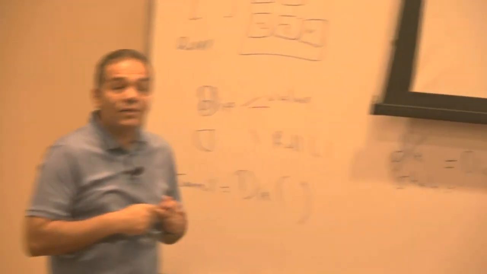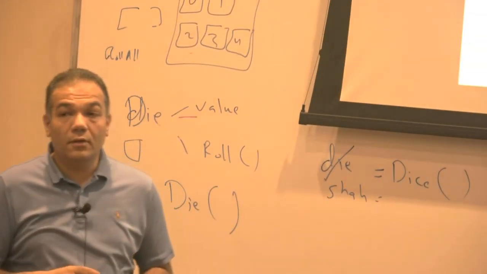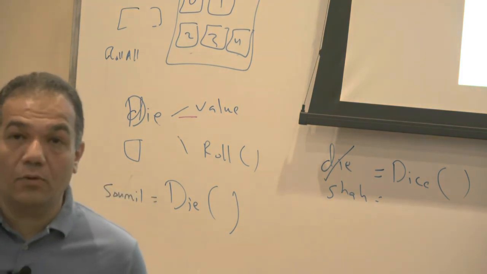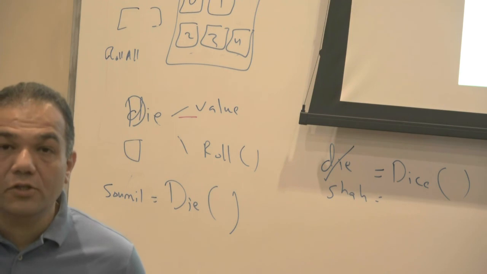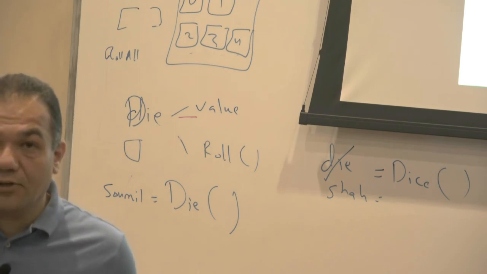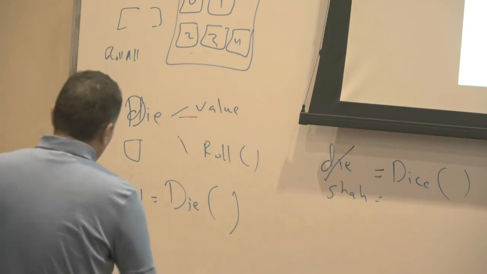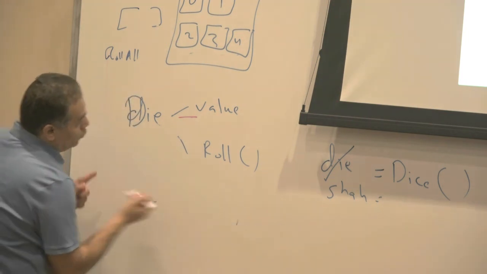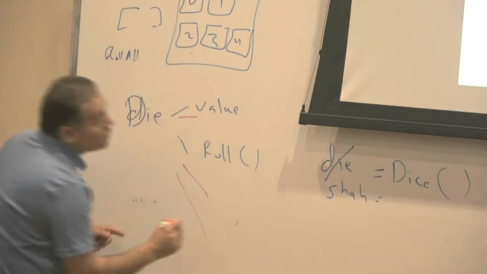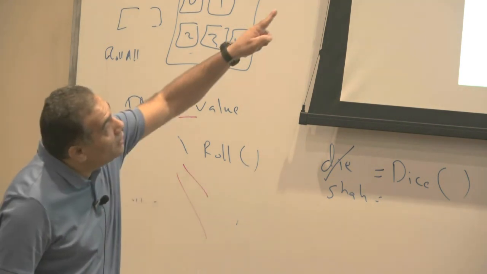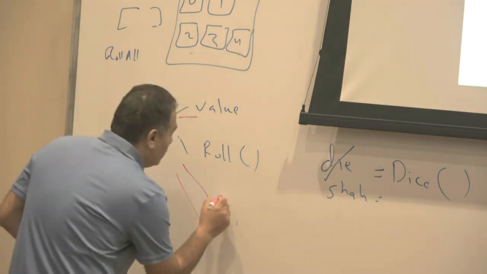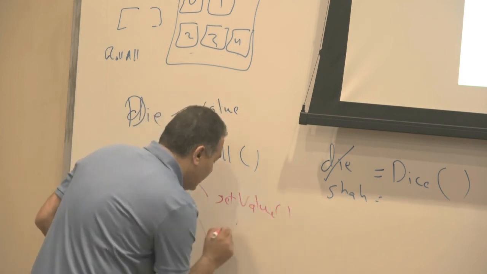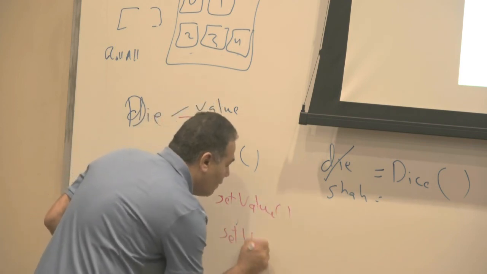Now how can I access it? How can I change the value? How can I read the value? Through methods in the class. So I have to add 2 more methods. What are the 2 more methods? Get value and set value.